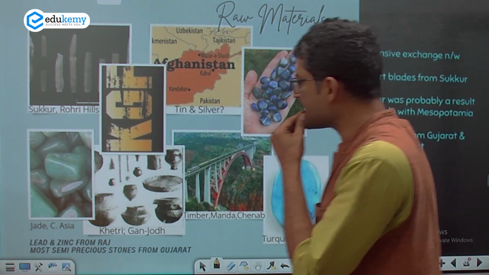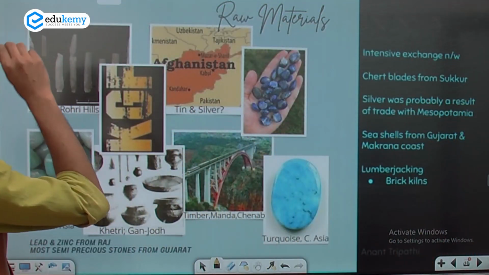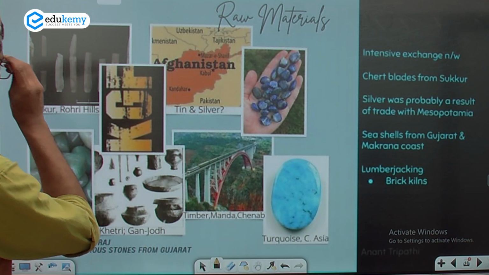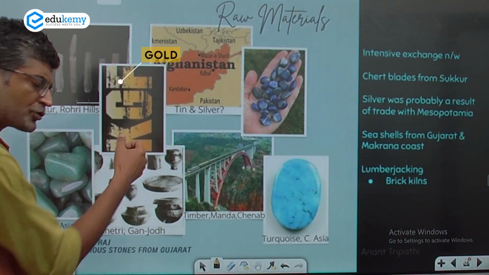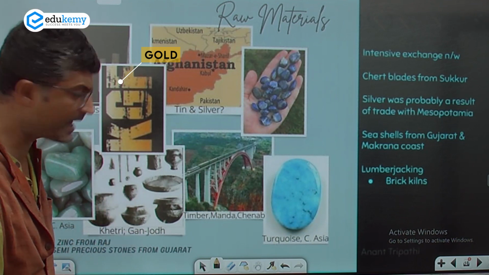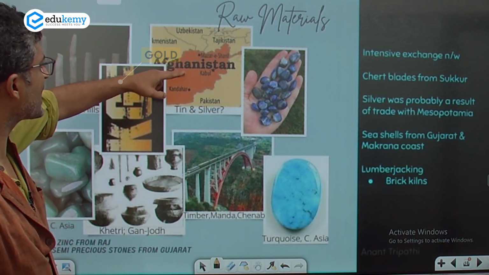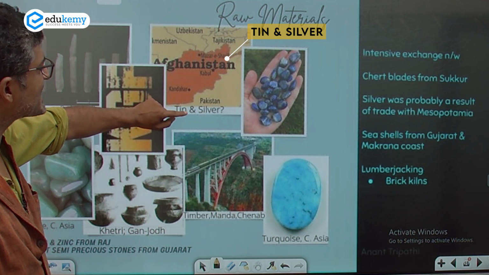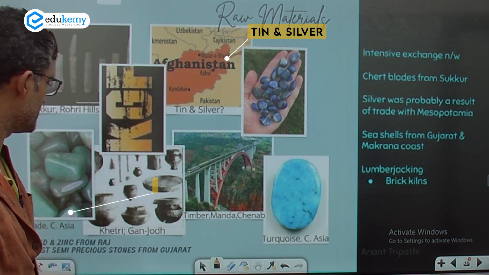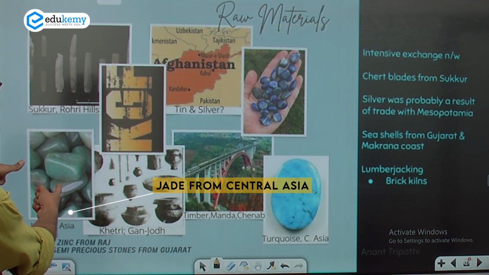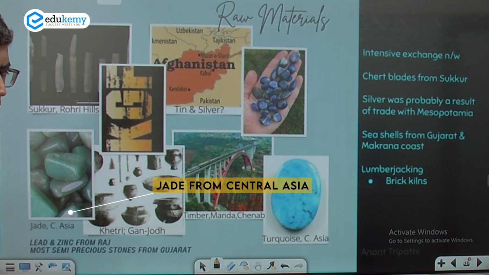So this is most of it, the things which they got. Okay, so from Kolar, they got their gold, right? From Afghanistan, they got tin and some aspects of silver as well. Then jade from Central Asia.